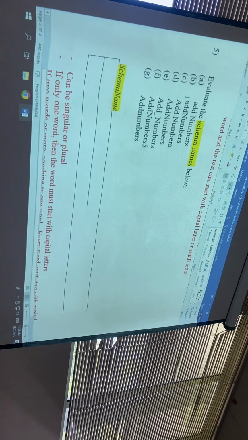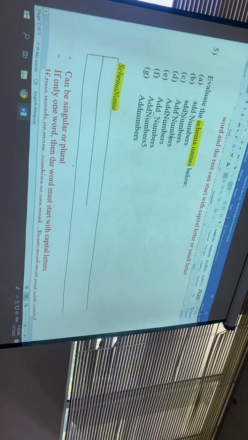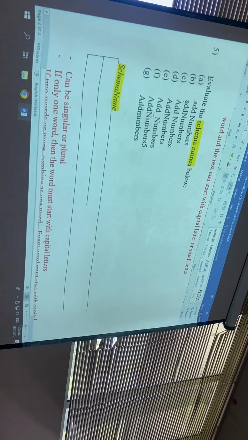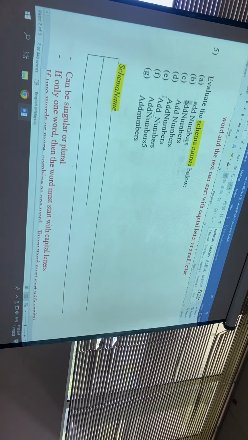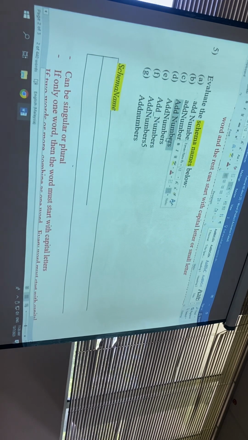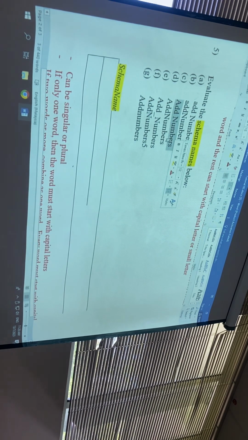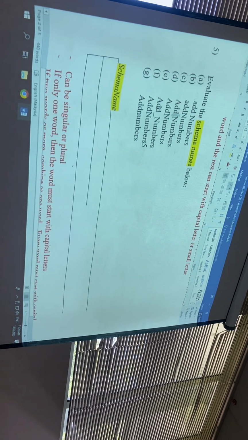For B also the same thing, invalid because of the small letter here. We cannot have small letter here. How about C? Space. Invalid also because of space.